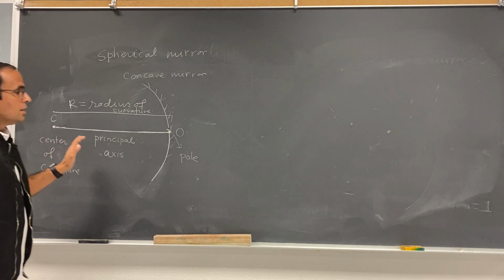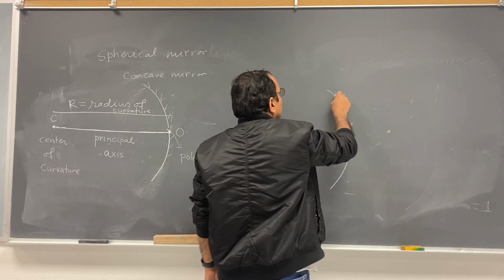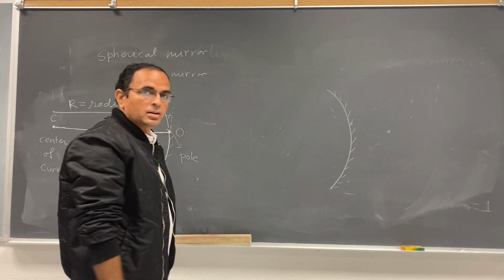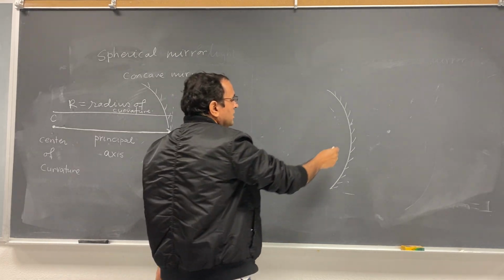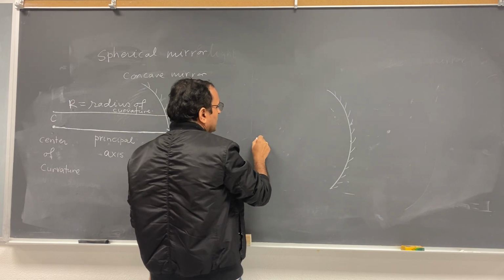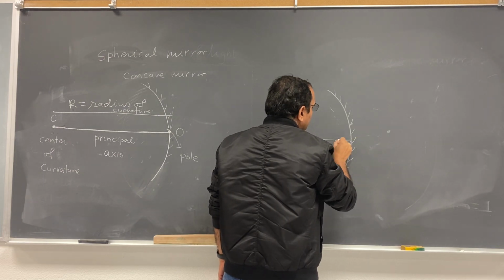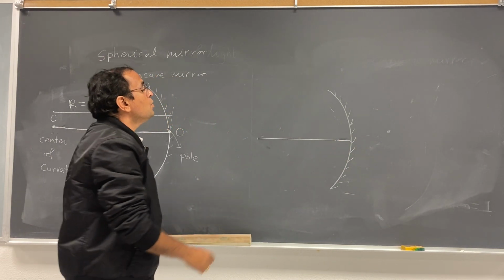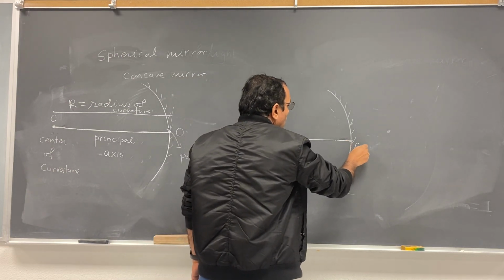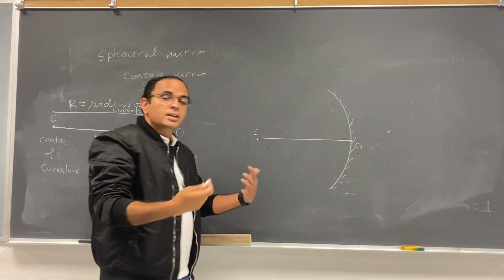Okay, now let me redraw this again. This is my concave mirror. I'm redrawing, and here I have a center, and somewhere there I have a center of curvature. So I can draw the principal axis. This is my principal axis. This is your C, this is your O, center of curvature and center of the mirror, and OC is the radius of curvature.